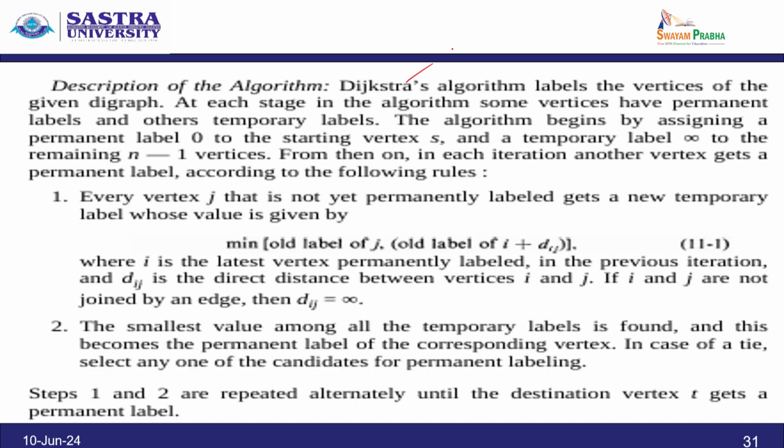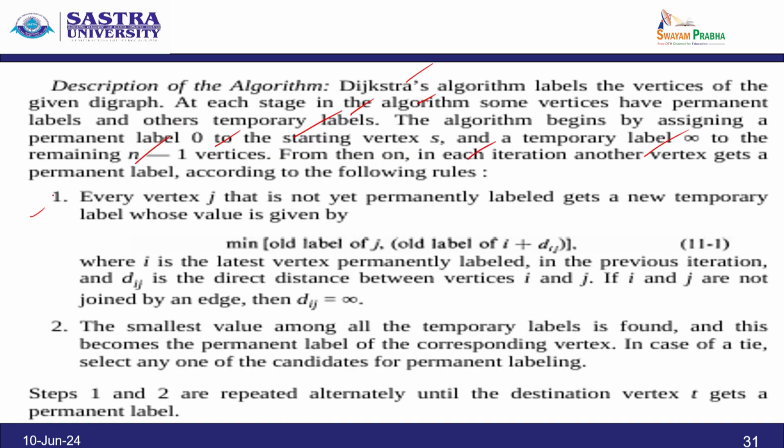Dijkstra's algorithm labels the vertices of the given diagram. At each stage in the algorithm, some vertices have permanent labels and other vertices have temporary labels. The algorithm begins by assigning a permanent label 0 to the starting vertex s and temporary label infinity to the remaining n minus 1 vertices.